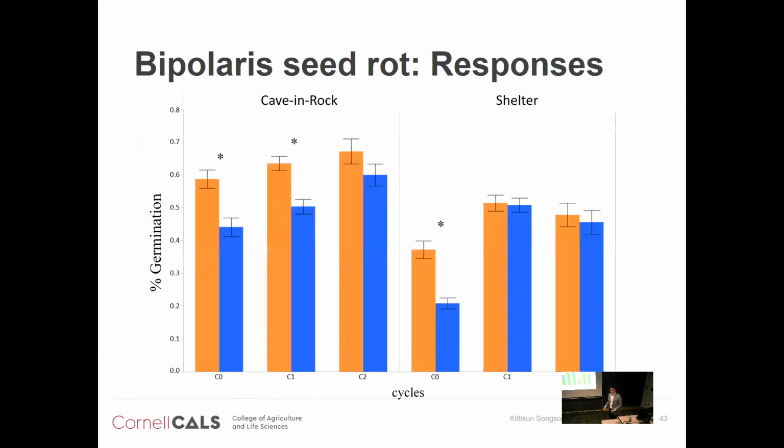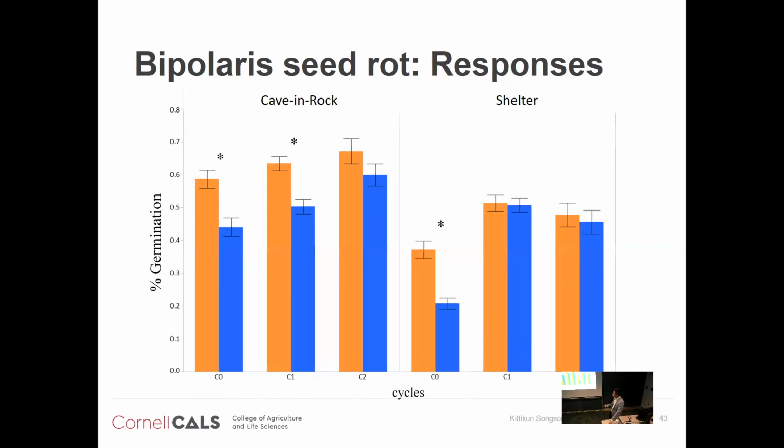And of course, I made some gain from this selection. These graphs represent percent germination on the y-axis, and each pair of bars represents each cycle of selection. On your left-hand side is the response from Cave-in-Rock, and on your right-hand side is Shelter. Let's look at Cave-in-Rock first. Remember that I got moderate heritability, so I should have some progress here. The yellow bar is the control seed, and the blue bar is the inoculated seeds.